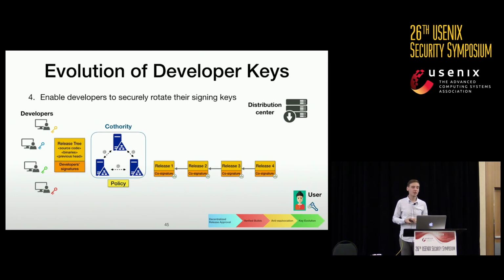The final challenge is that so far we assume that developers just place their keys in the policy file in the beginning, the authority gives the collective key to the user, and that's fine, it's forever. But in real life, it's not the case. In real life, the developers leave and join, they rotate their keys. So how can we enable them to do so?